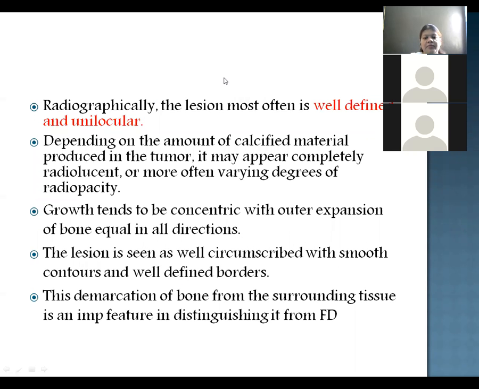Radiographically, you can see the lesion is most often well defined and unilateral. Depending upon the amount of calcification of the material produced in the tumor, it may appear completely radiolucent or, more often, with varying degrees of opacity. Growth tendency tends to be concentric with outward expansion of bone equal in all directions. The lesion is seen well circumscribed with smooth contours and well-defined borders. This demarcation of the bone from the surrounding tissue is very important in distinguishing this tumor from fibrous dysplasia.